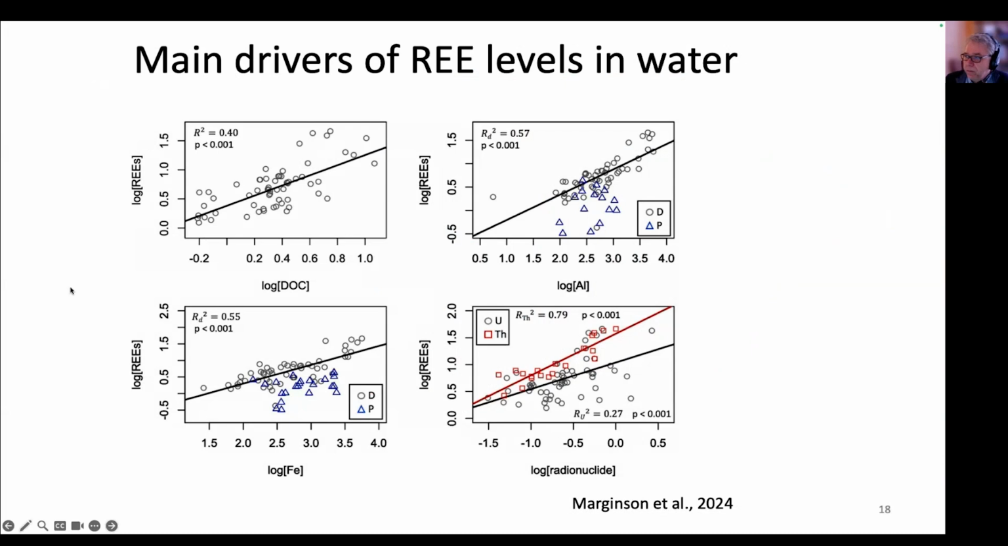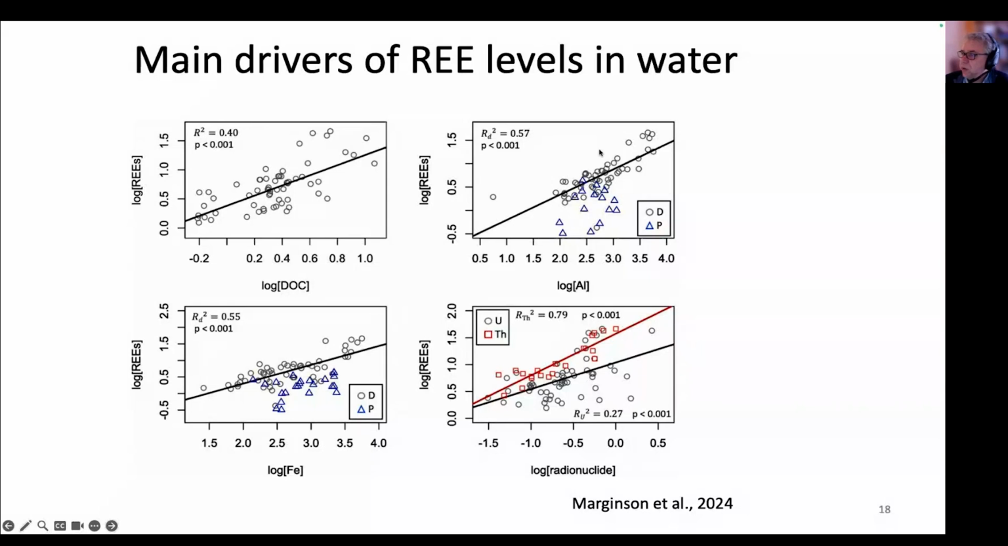We tried to find out more about the drivers of these concentrations, and the best relationship we got from the north was related to dissolved organic carbon, as I mentioned before. About 40% of the variance could be explained by that in our systems. And then aluminum and iron are often correlated well. In certain places, the relationship is really strong. Here, it's a bit weaker, but still there for the dissolved phase.